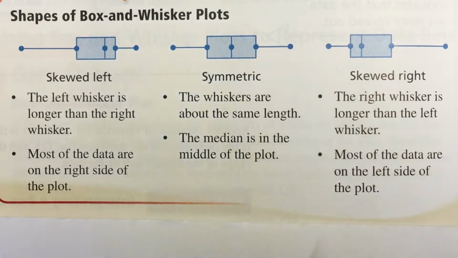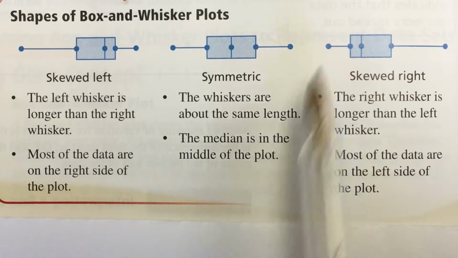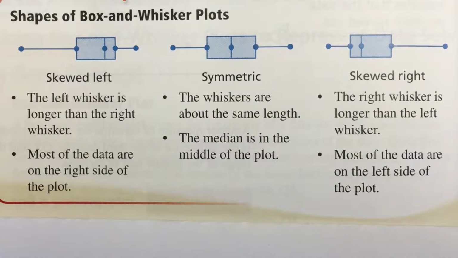The final box-and-whisker plot is skewed right. Skewed right means the right side whisker is longer than the left side. And for skewed right, most of the data is on the left side of the plot.